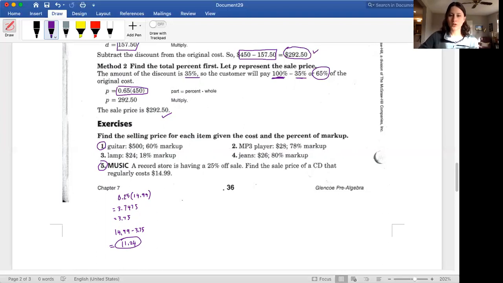So the other way of doing it is just by figuring out how much you actually have to pay of the original cost first. So we're going to do 100 minus 25, which is 75. So writing this as a decimal, it's 0.75 times $14.99. And the cost is $11.24. So it's the same thing.